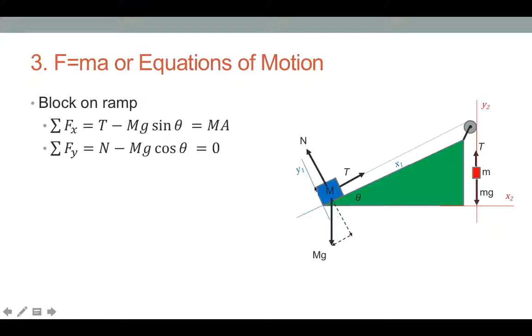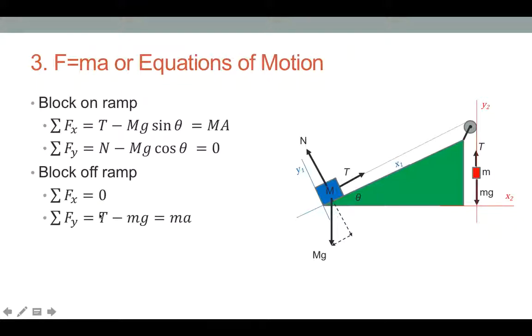In the y direction, we have the normal force minus mg cosine theta, which is the other component of the weight. Now what I want you to do is, again, take a few minutes and draw this and write the same equations for the red block, the second one, using the second frame of reference, vertical and horizontal.